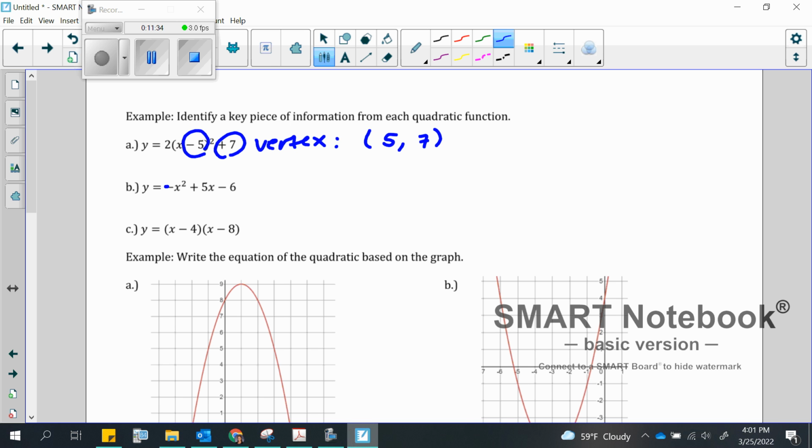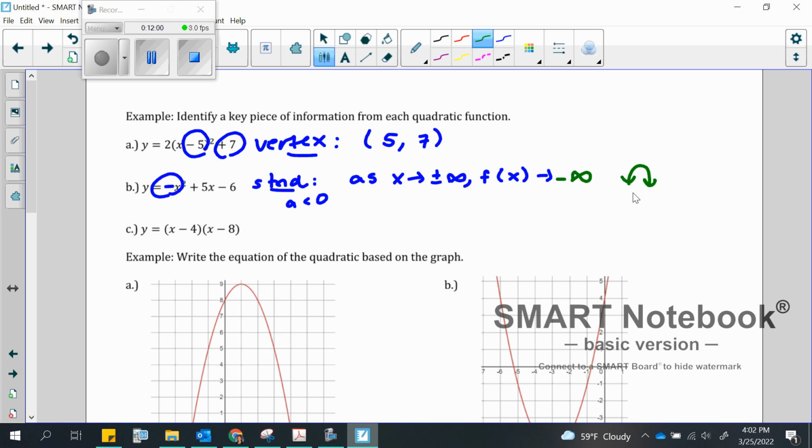This one, we look at the value in front. This is in standard form. The value in front is negative. So for this function, the end behavior, as x goes to positive or negative infinity, the value in front is less than 0, so it goes down to negative infinity. So this function would basically look like that quadratic. We can also see from this the y-intercept is -6, so (0, -6). And we can find the vertex, which we'll talk about in a little bit.